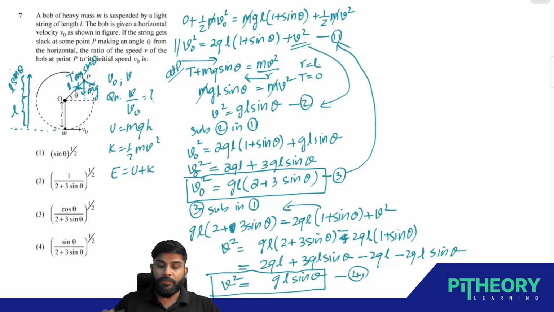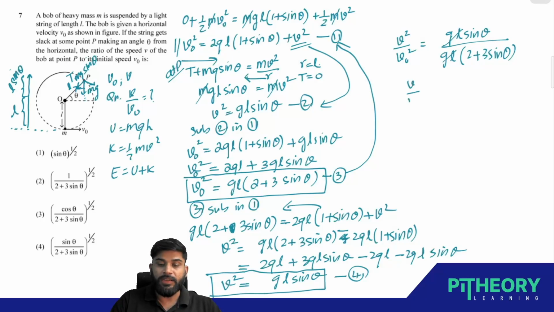So what we can do now, we can easily find the V by V naught. How do you find that? V square divided by V naught square. What is that equal to? GL sine theta divided by GL into 2 plus 3 sine theta. Very simple here, right? So GL both will get cancelled. And if you take root on both sides, we get V by V naught equal to root over sine theta divided by 2 plus 3 sine theta, right?